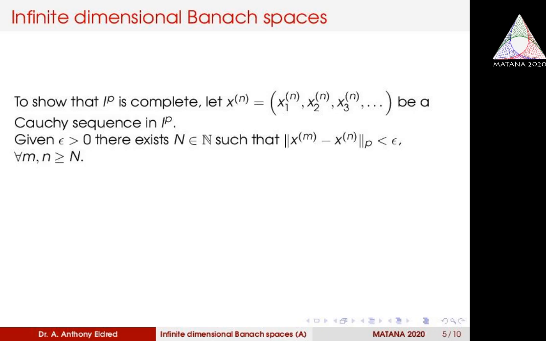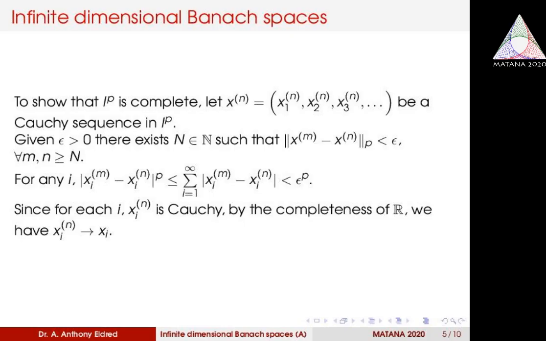So for each i, modulus of xi to the power of m minus xi to the power of n, raised to the power of p, will be less than or equal to the summation, because all are positive quantities, and this is less than epsilon to the power of p, because the summation is nothing but the p norm of xm minus xn raised to the power of p. So this summation will be less than epsilon to the power of p.